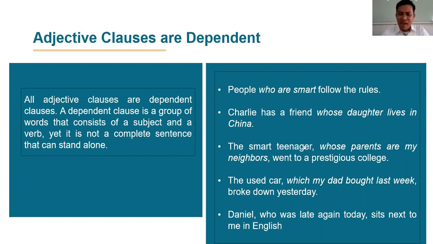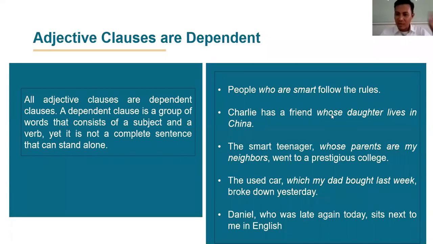But what kind of friend? Then we need more explanation or description. That's why the adjective clause here modifies the noun. What kind of friend? Charlie has a friend, oh, whose daughter lives in China. Yang anaknya itu tinggal di China. So we use whose. I hope you still remember why we use whose here, not who. Yang anaknya, kepemilikan, possessive. Charlie has a friend whose daughter, yang anaknya.